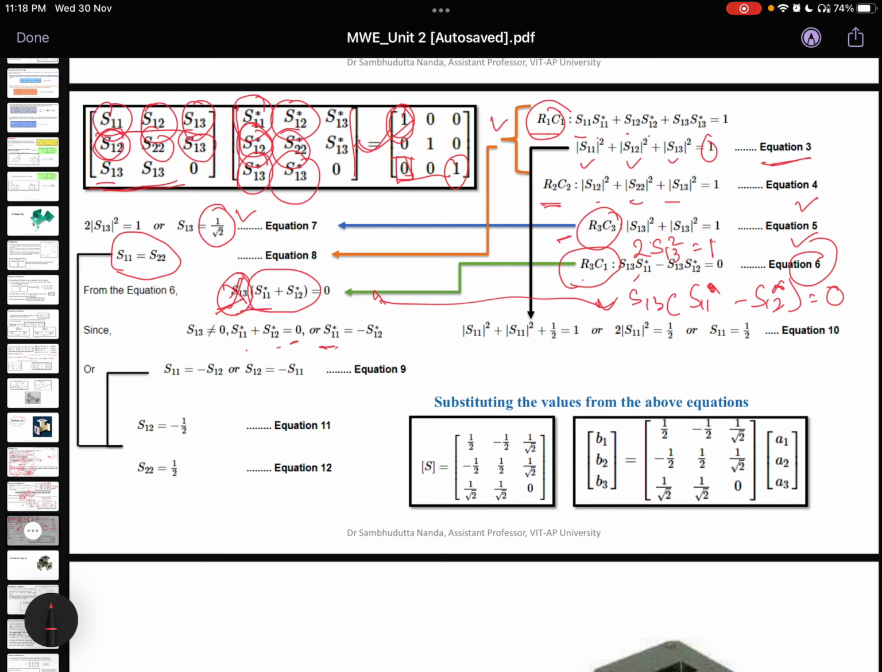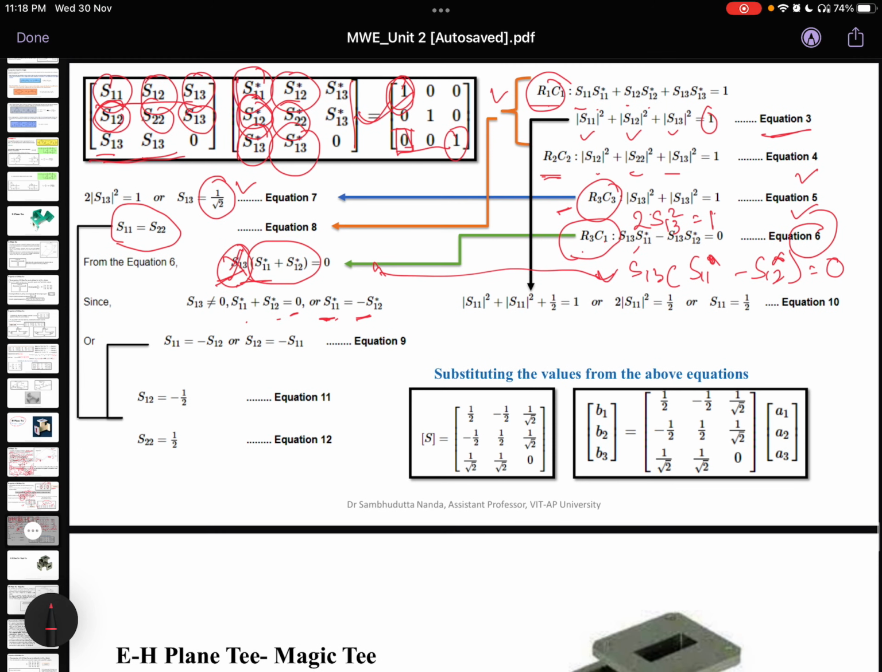So we can write S11 equals minus S12 conjugate. So from here we get that S11 equals minus S12 if I remove the conjugate, and S12 equals minus S11. In this way also we can write. Now what is the value of S12?